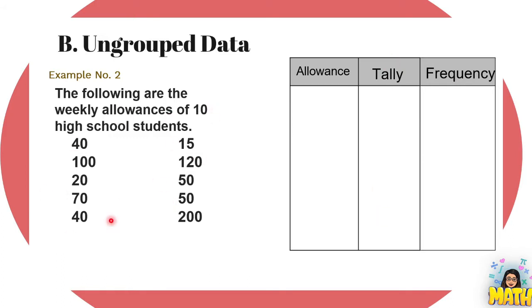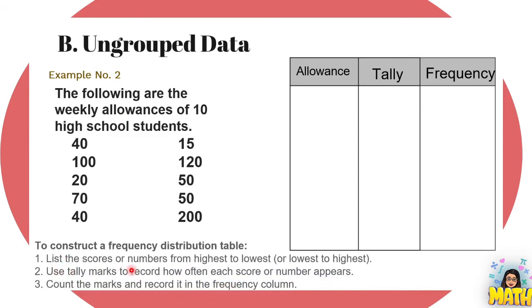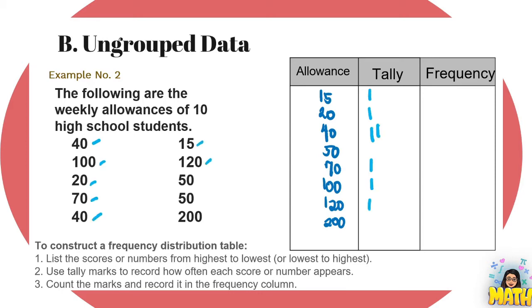So, how do we put this data into this table? First is we list the scores or numbers from highest to lowest or vice versa. So, let's list or arrange this from lowest to highest. So, the lowest is 15, the highest is 200. Next is for the tally. Itatali mo lang kung ano yung nag-appear. First, we have 40, 100, 20. Dito, tinali natin isa-isa. And for the last one, we just need to summarize this tally into the frequency column.